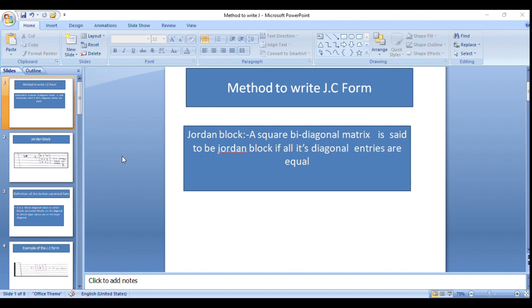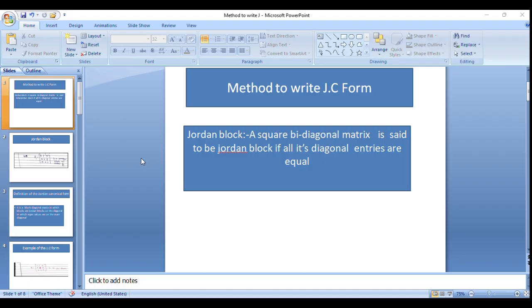Today we will discuss how to write the JC form for a matrix when the minimal polynomial and characteristic polynomial are given. First we will learn about the Jordan block. So what is a Jordan block? A square bidiagonal matrix is said to be a Jordan block if all its diagonal entries are equal. It is a bidiagonal matrix, and the elements on the diagonal are equal.